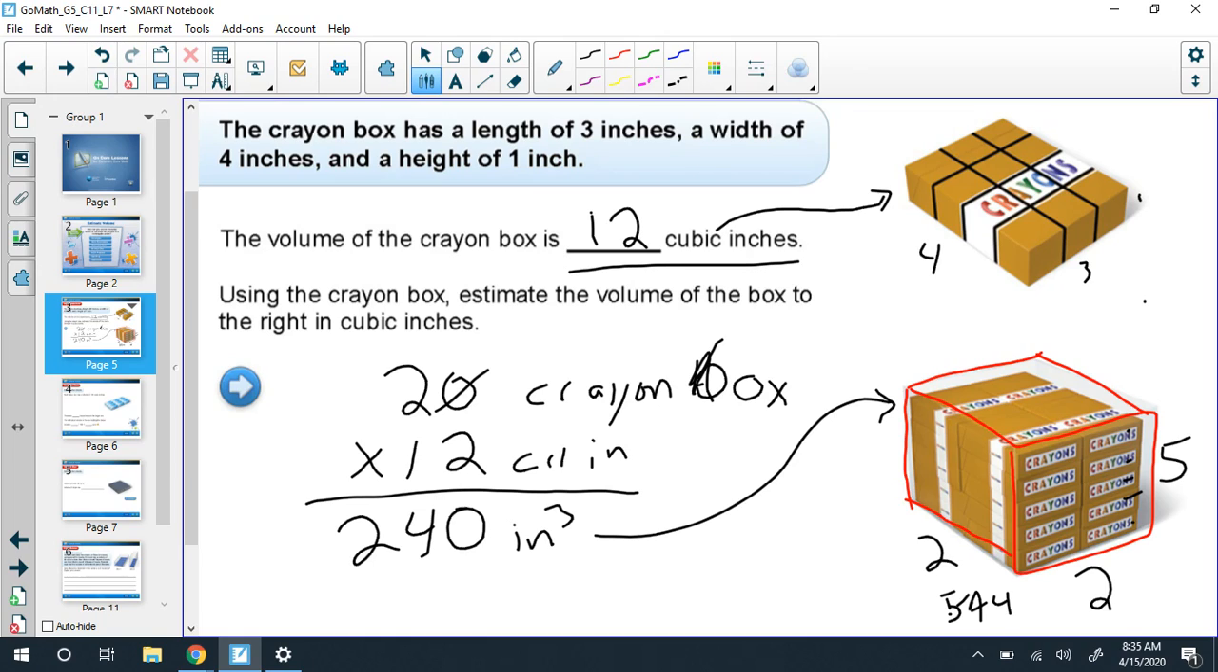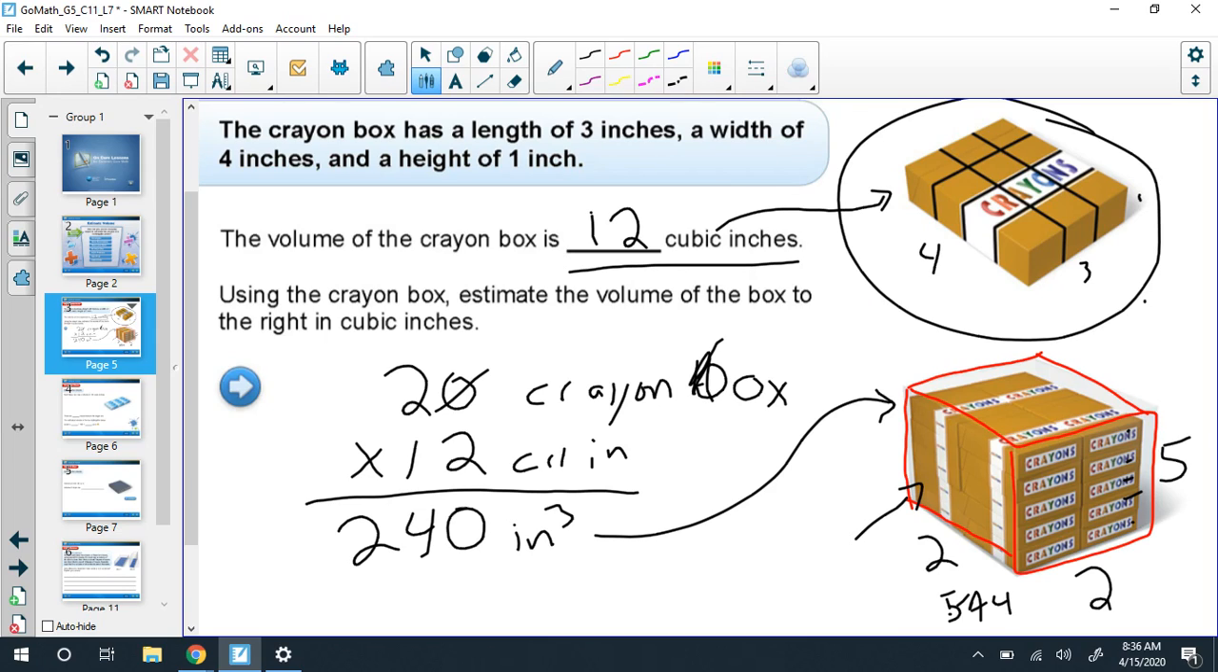So that's what we're doing today. We're going to find the volume of our smaller unit. We're going to see how many of those units fit into a larger box. We're going to multiply those two numbers together, and that's going to be our estimated volume for our larger box.